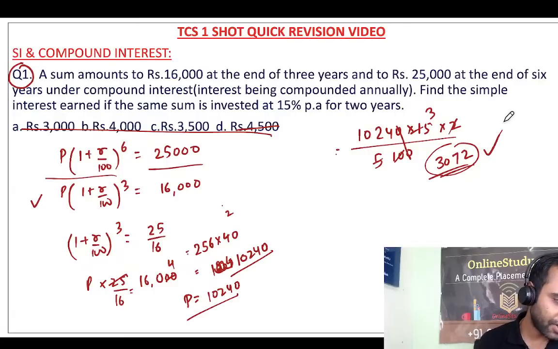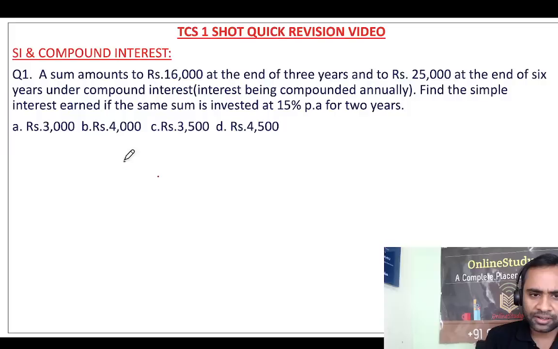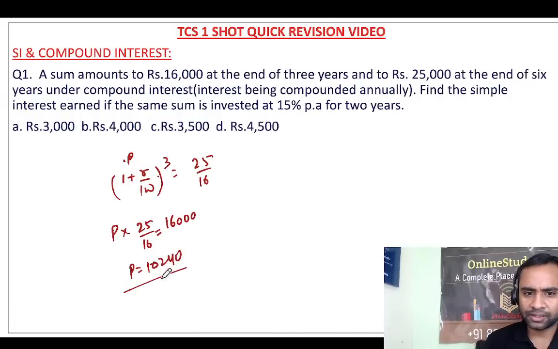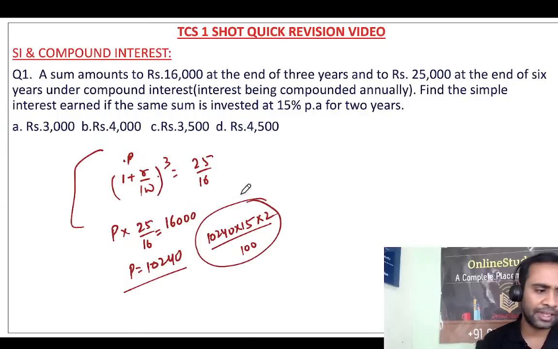Actually, see, this question is not long. I will tell you. You can directly write P into 25 by 16, because when you divide, it will give you this value. Now you put it in one of the equations. So P into this 25 by 16 will be equal to 16,000. So P will be equal to 10240, and then put that in the simple interest. So basically this part you have to avoid in the exam, and then you will be able to do it. Okay, clear?